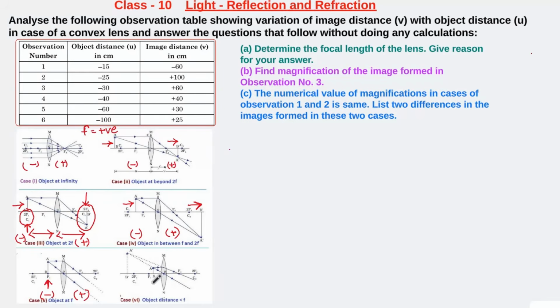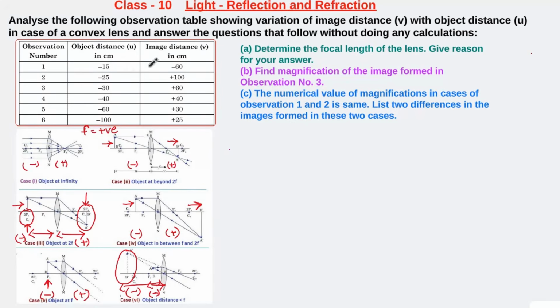Now in the last case, we see that when the object is taken further closer and is placed between f1 and the optical center, we see that the rays diverge after refraction. Now in order to get the image, we have to retrace these rays backwards and see that the image is formed at this point on the same side of the lens as is the object. So here the object distance is negative and so is the image distance. So this case is a special case in which the image distance and object distance both are negative. Now with this idea, let us solve this question.